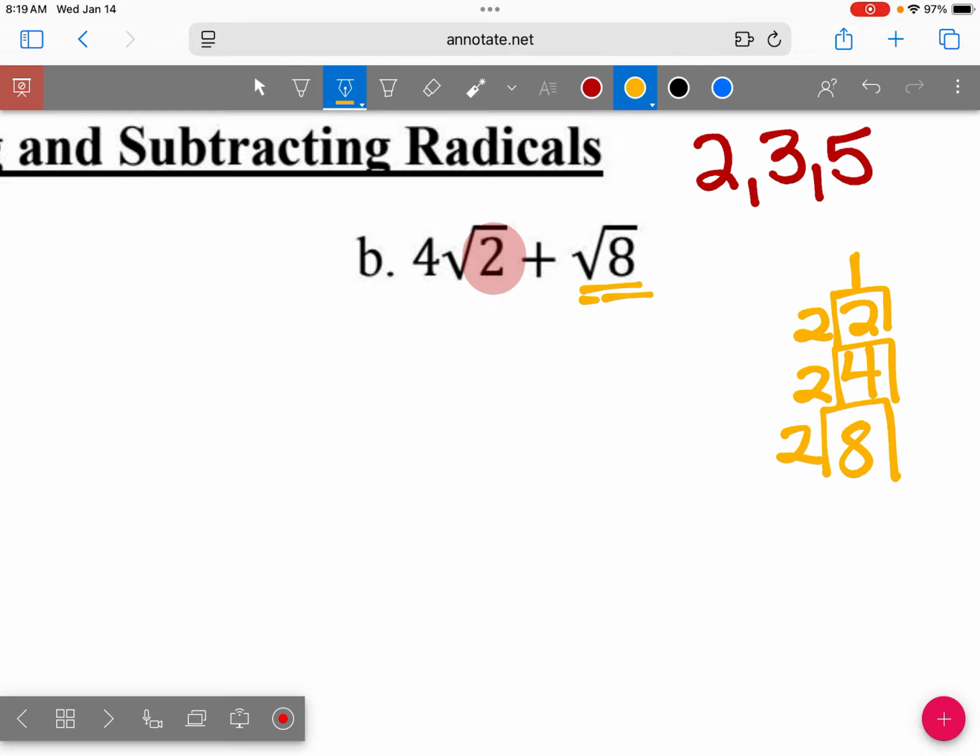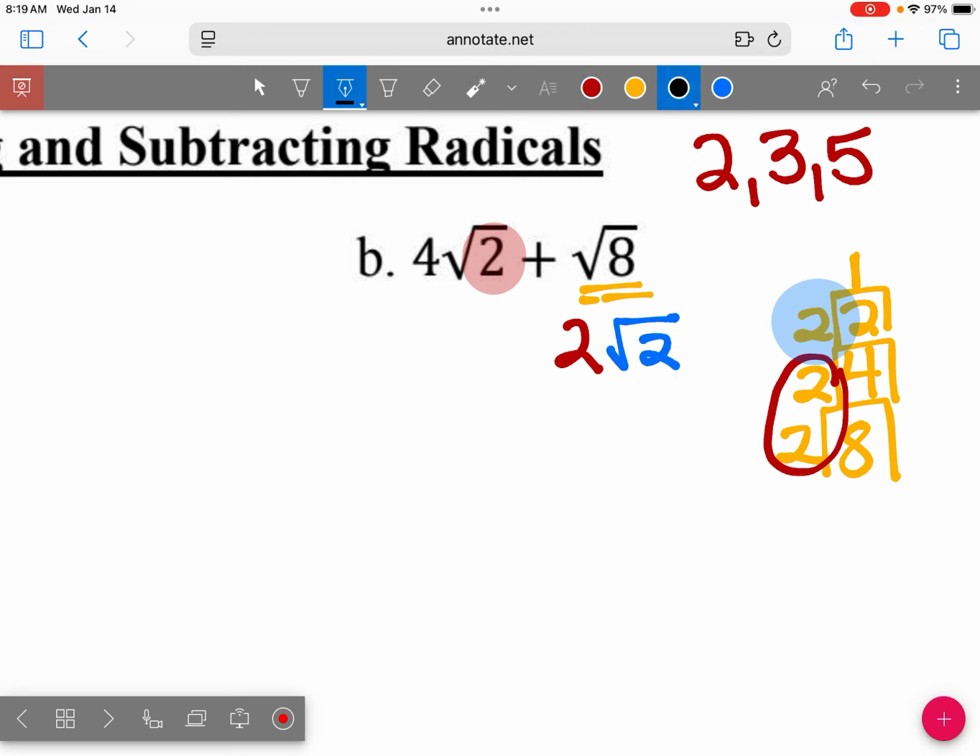So we're looking for pairs because the index is 2. So I do have a pair. I have 1 pair of 2s. So that pair of 2s can come out. But this one right here did not have a friend, so it has to stay.